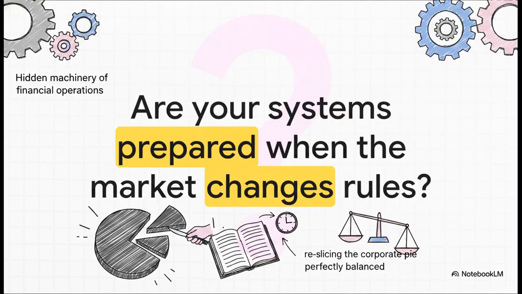Which brings us to our final thought for this explainer. As you think about all this hidden machinery we've covered, ask yourself, when the issuer decides to reslice the corporate pie overnight, are your systems and teams actually prepared to keep the books perfectly balanced? Will your records accurately reflect the new pieces before the morning bell rings? Because when the market changes the rules of the game overnight, readiness is absolutely everything.